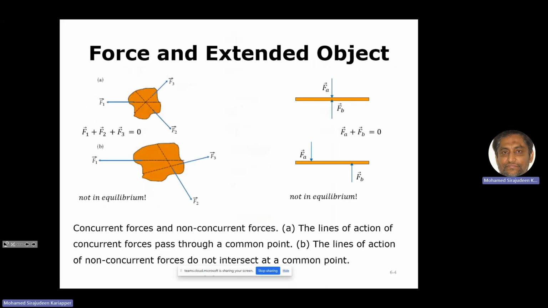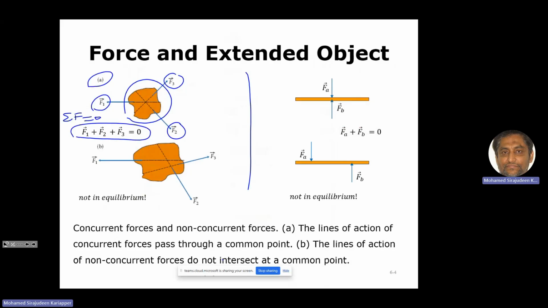Right, now look at this figure. On the left side, we have some irregularly shaped object, and we apply 3 forces, F1, F2, and F3. And it is given to us that when you add these 3 forces, the net force is equal to 0. In A, that object will be in equilibrium.